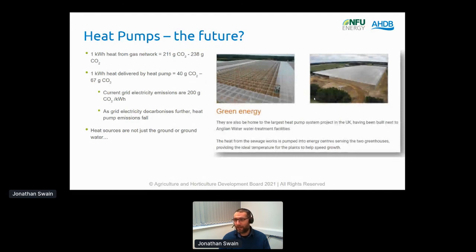This is a very large greenhouse that's going up in East Anglia at the moment, and that's using waste heat coming from the sewage treatment works. And so there's all sorts of areas where there is low-grade heat available that could actually be boosted and used to heat our greenhouses.